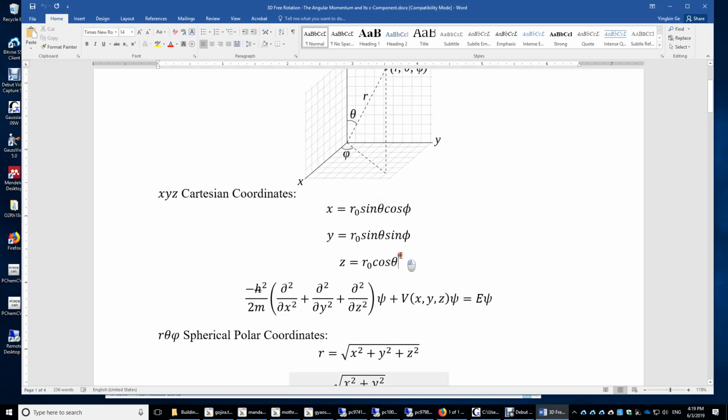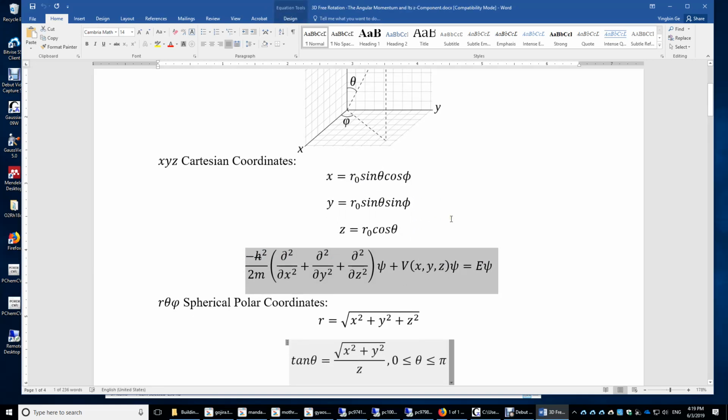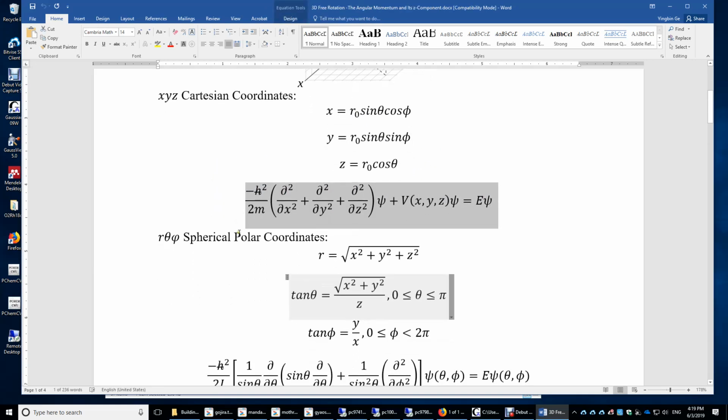So we can express x, y, and z in terms of r, theta, phi here. And for a rigid rotor, r is a constant. Therefore, we replace r with a constant r0. This is the Schrödinger equation in the x, y, z Cartesian coordinates. How can we convert x, y, z to r, theta, and phi?